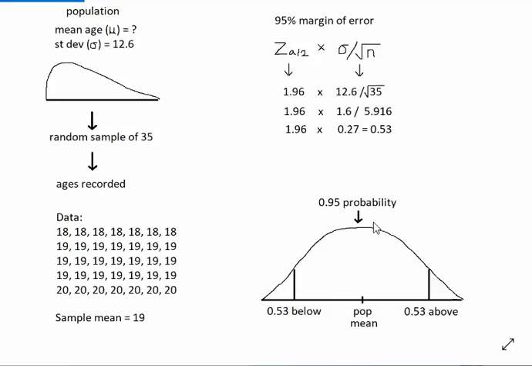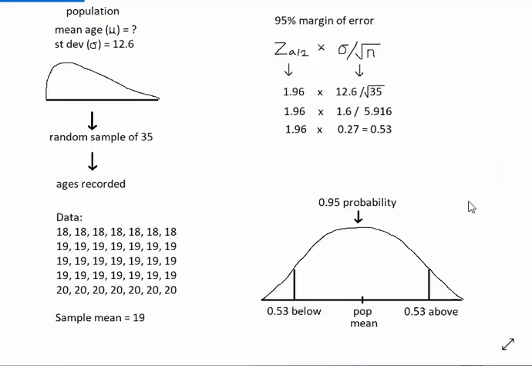Since the sampling distribution is normal, I can calculate a margin of error. I calculated the 95% margin of error using the population standard deviation and the sample size. I multiplied 1.96, which comes from a table, by the standard deviation over the square root of the sample size, and I got 0.53. The 95% margin of error is 0.53. That tells us that there's a 0.95 probability of the sample mean coming out to something between 0.53 below and 0.53 above the population mean in this situation.